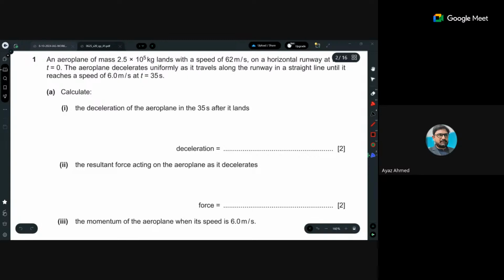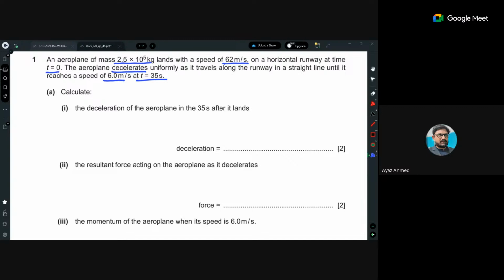So let's talk about an aeroplane of mass 2.5 into 10 raised to the power 5 kg that lands with a speed of 62 meters per second on a horizontal runway at time t equals 0. The aeroplane decelerates uniformly and travels along the runway in a straight line until it reaches a speed of 6 meters per second at t equals 35 seconds. This information is very important for your question. Calculate the deceleration of the aeroplane in the 35 seconds after it lands.